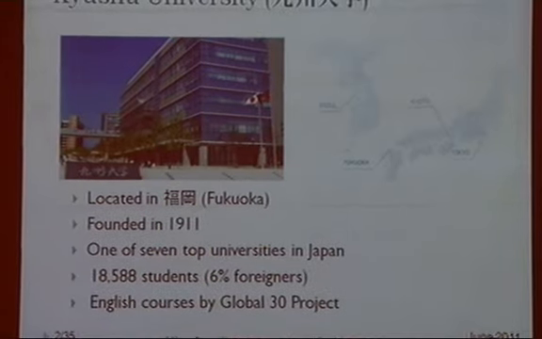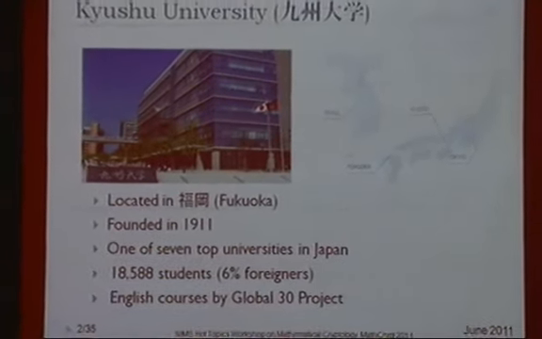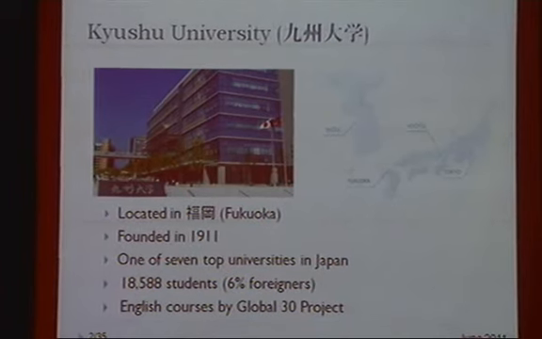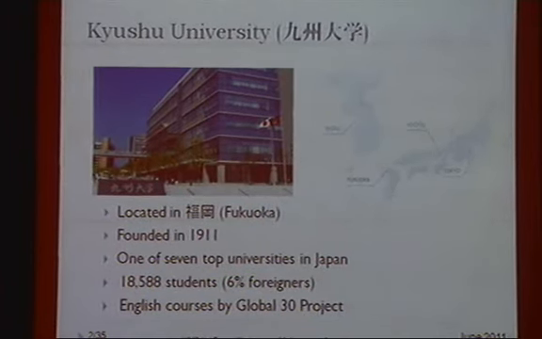Okay, and Kyushu University is located in Fukuoka. It's a Chinese character, and it was founded just 100 years ago, and is one of the 7 top universities in Japan. We have many foreign students, 66%, and we have an English course. If you are interested in coming here, you are very welcome. After graduating with your PhD, we have some postdoc positions, and you are also welcome to come to our university.